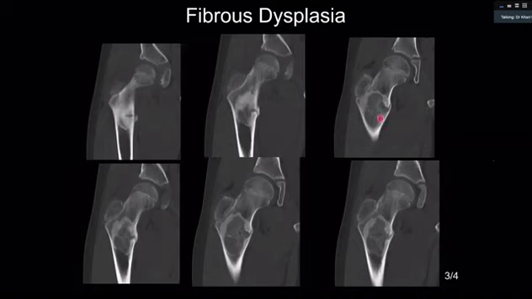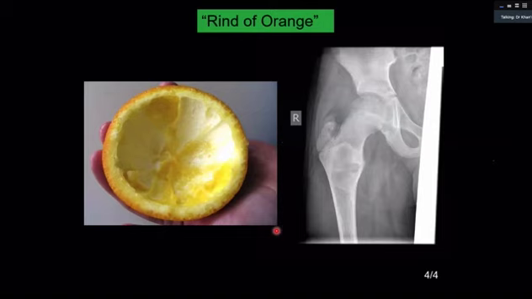What is happening inside is that you have got some matrix which is slightly what we call ground glass type of matrix, and then there are some cystic spaces also. Surrounding that is a thick rim of ossification or calcification. This thick rim is known as the rind of orange appearance, and it is considered absolutely pathognomonic of fibrous dysplasia. Nothing else will give you this kind of thick rim.